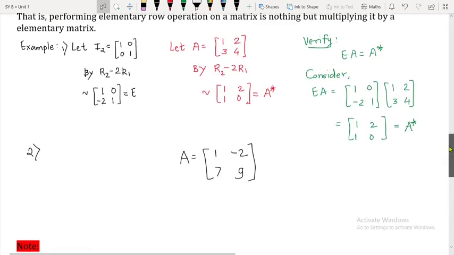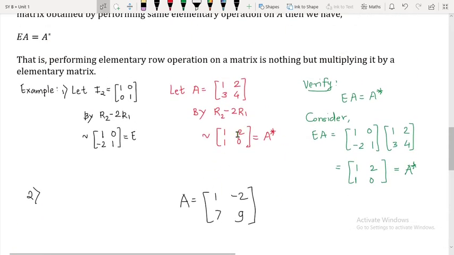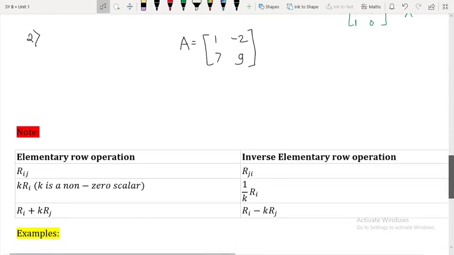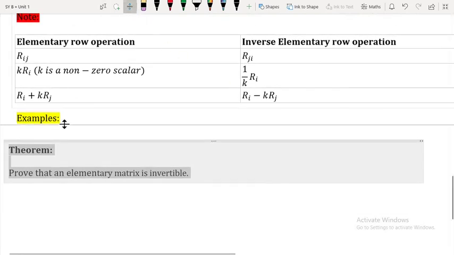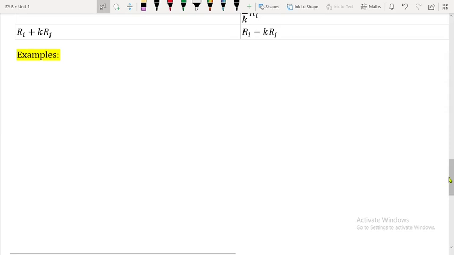So if on A star we perform R2 plus twice R1, then we will get A back, and that R2 plus twice R1 is called what? The inverse elementary row operation. Okay, this is the meaning. Let us see some examples on that, so the concept will be more clear.